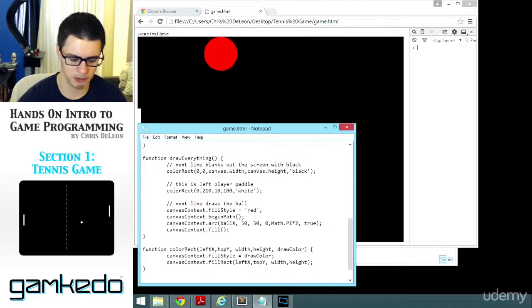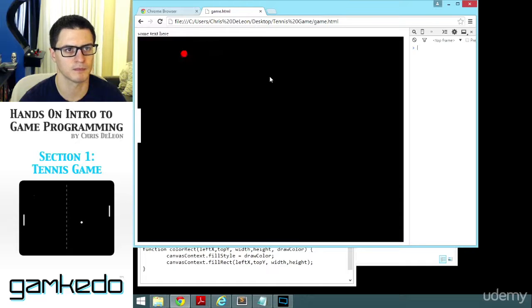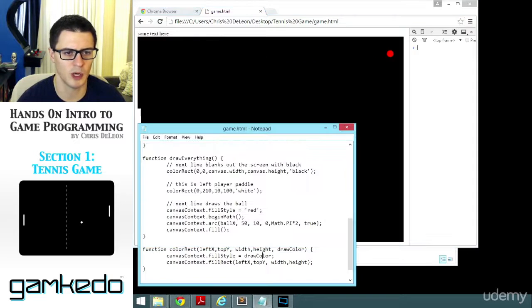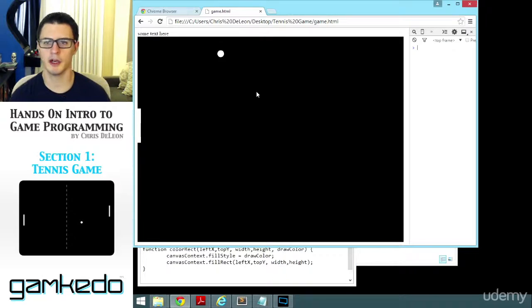But let's make the ball 10 tall. We have a ball. Let's also make it white, while we're at it, since we want to eventually make the ball white anyhow. And there we go. We have a circle.